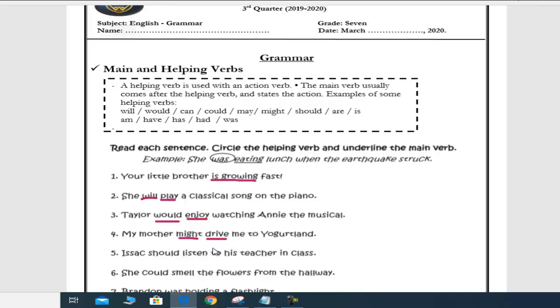Isaac should listen to his teacher in class. Should listen is the verb phrase. Should is the helping verb. Listen is the main verb. She could smell the flowers from the hallway. Could smell is the verb phrase. Could is the helping verb. Smell is the main verb.